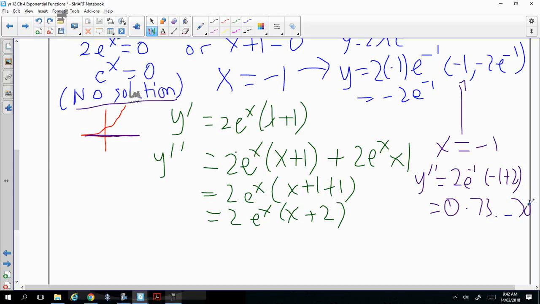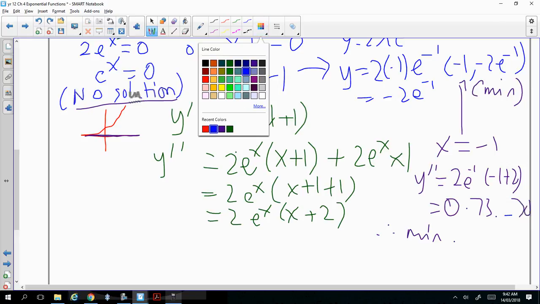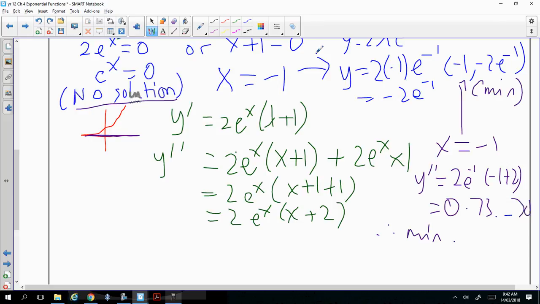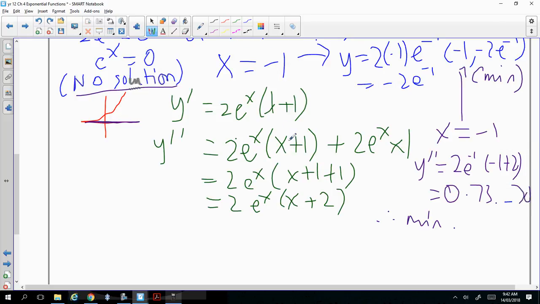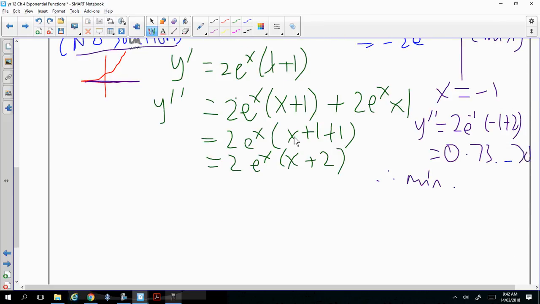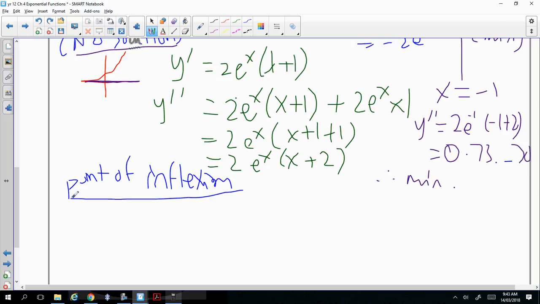How do I find the point of inflection? What you need to do is to make the second derivative 0. So you get 2 e to the power x, x plus 2 equal to 0. And again, like before, you have two factors. This equal to 0, you know that's no solution. And the other one equal to 0, you get x equal to -2.